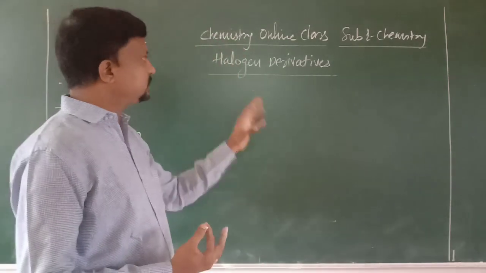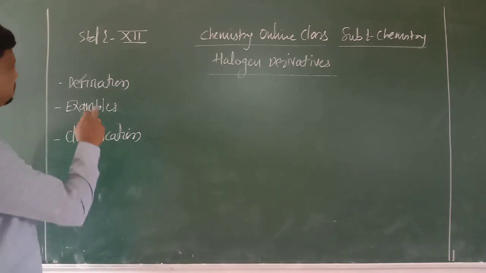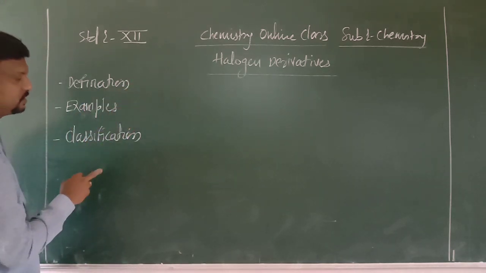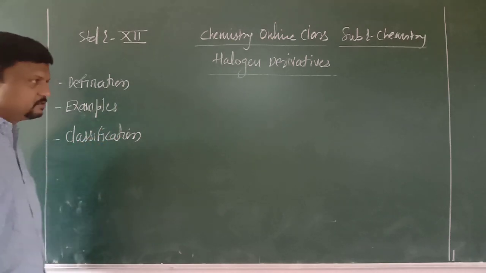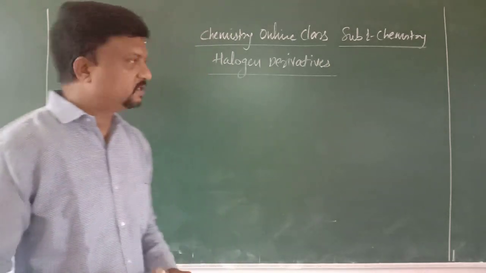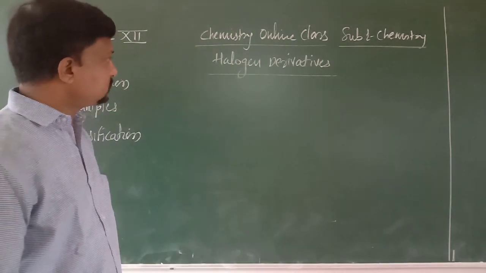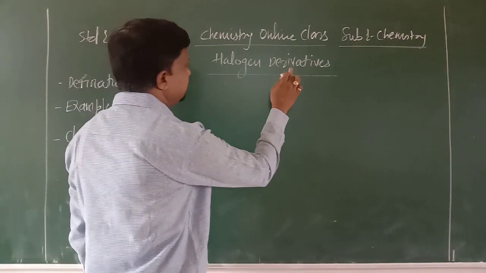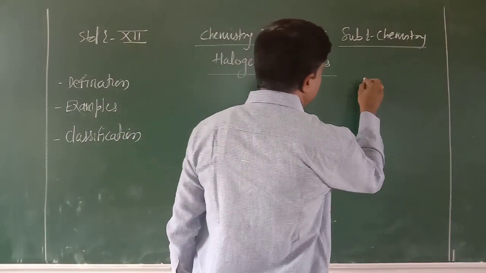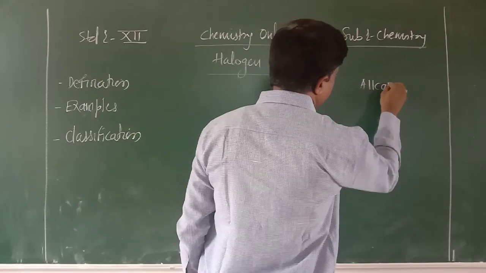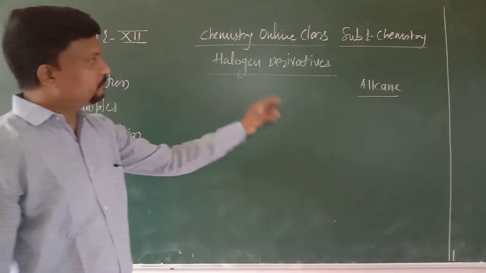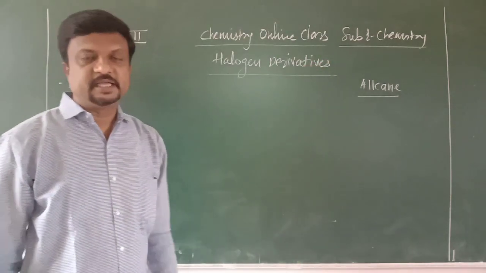So in this lecture today we'll discuss the definition of halogen derivative, examples for halogen derivative and classification based on two different aspects. So let us start with halogen derivative. Now the name itself represents that it is a derivative of the parent hydrocarbon called alkane. So we can say that this compound is obtained starting with the alkane.